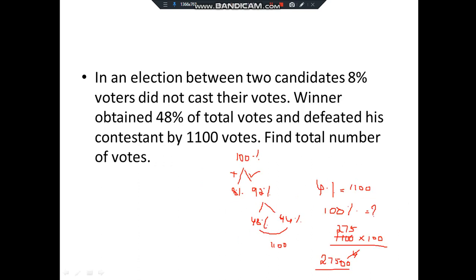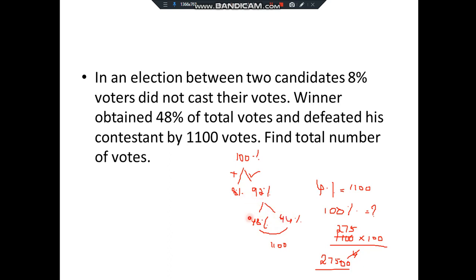Similar kind of problem. See, in an election between two candidates, 8% voters did not cast their votes. Okay, the winner obtained 48% of total votes and defeated his contestant by 1100 votes. Find the total number of votes. Try solving by yourself and check for the answer. Anyway, I'll explain. See, as usual, 100% is the total, in which 8% voters did not cast their vote. So how many cast their vote? 92% cast their vote. In that 92, the winner obtained 48% of total votes. So the remaining 44% is the loser, right?